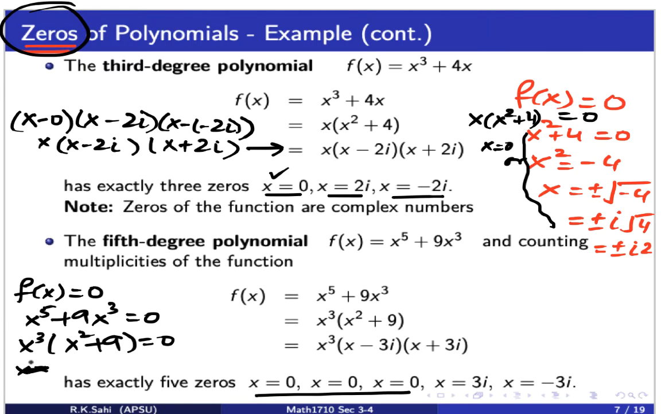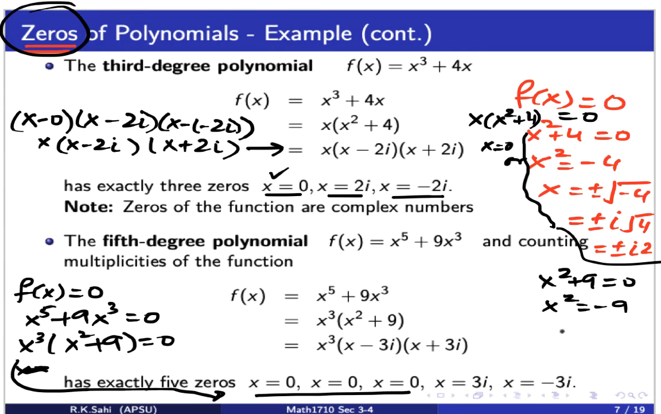So that's the meaning for this one, guys. Now this x squared plus 9. So x squared plus 9 is 0. That means x squared equals negative 9. x equals plus minus square root of minus 9. As usual, as at the top, it is plus minus i square root 9, plus minus 3i. So what we have done, we found all the 5 zeros.